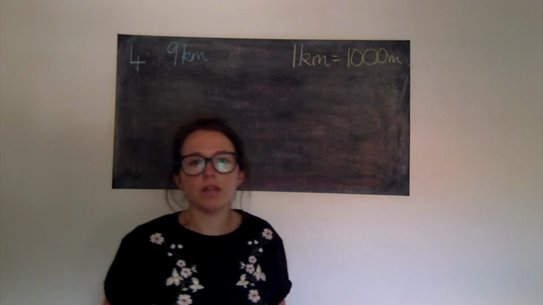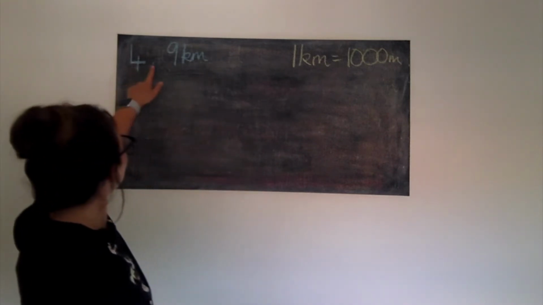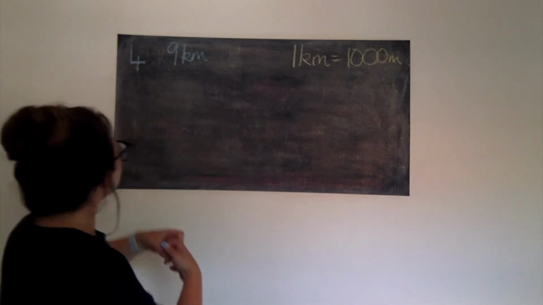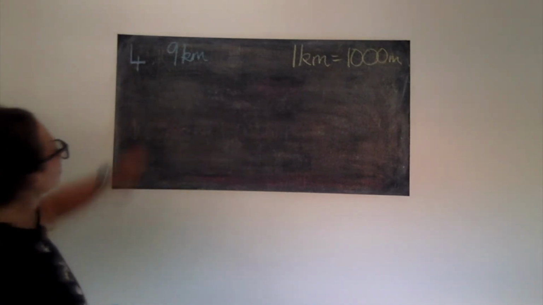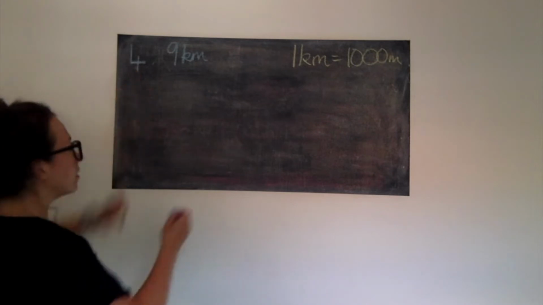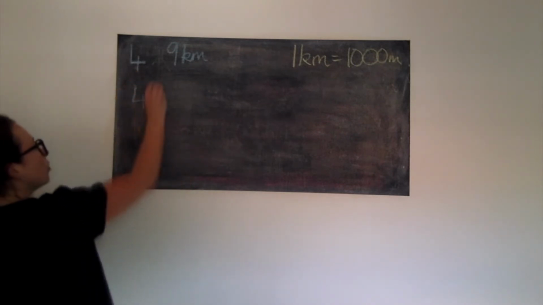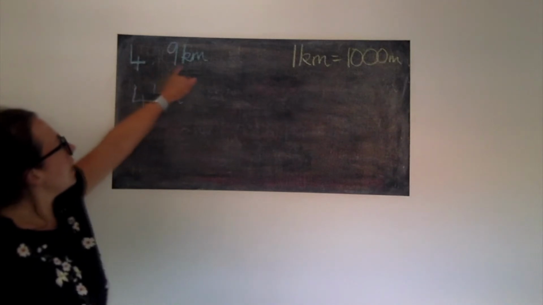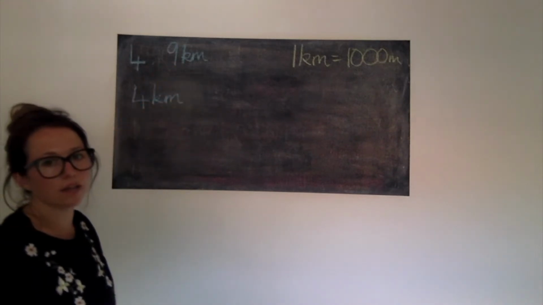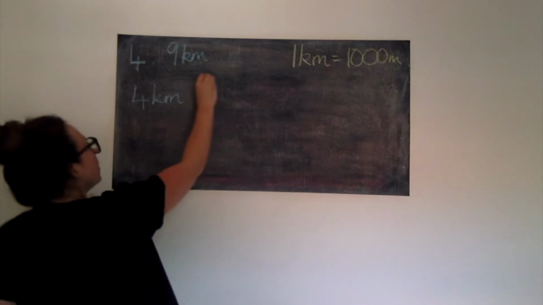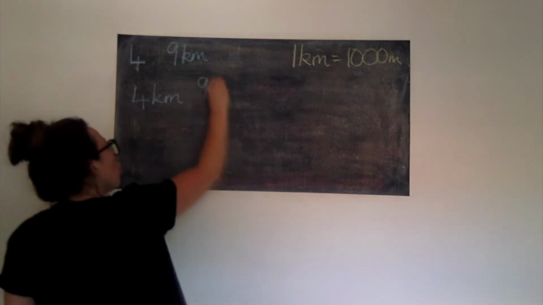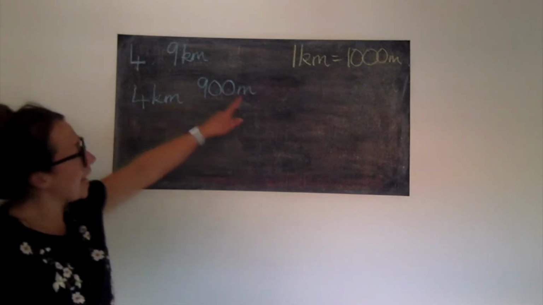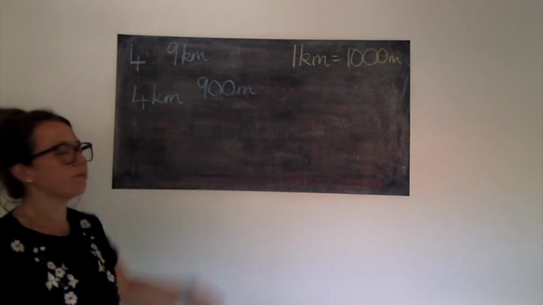Next we'll go through Chelsea. So Chelsea ran 4.9 kilometres. It's already in kilometres. So let's turn that into metres and kilometres. So the 4 wholes here is kilometres. So 4 kilometres. And then the 9, that's 9 tenths of a kilometre. So we can think that is 900 metres. 9 tenths of a kilometre is 900 metres.